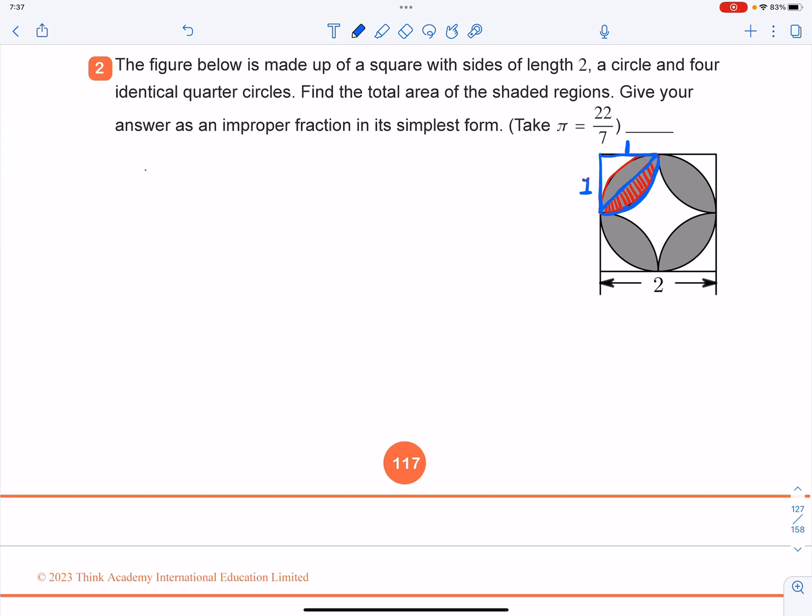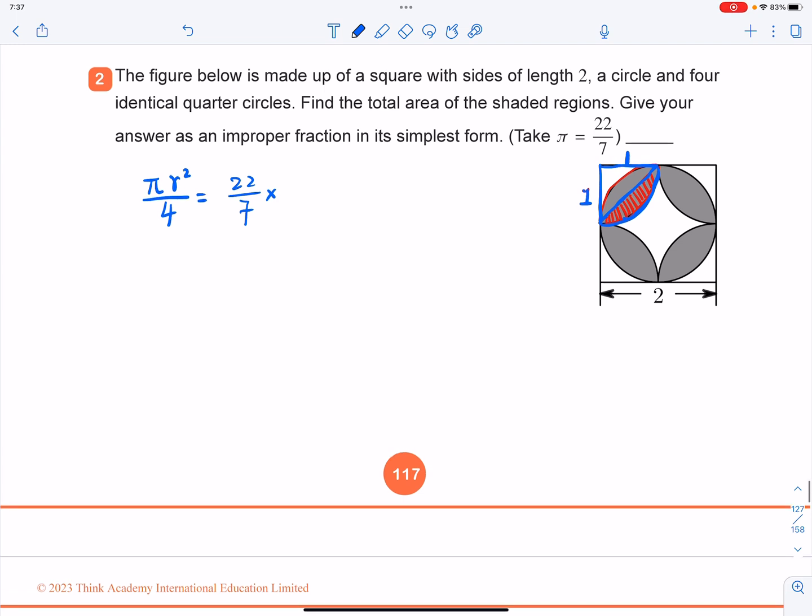That equals pi r squared, and then divided by 4. Okay, so let's see what we have. You're going to have this pi. We're going to take 22 over 7, and then times r squared. R equals 1, so you times by 1. And then don't forget you have to divide it by 4 because that's a quarter of that, which equals, say, 11 over 14. Okay, so that's the area of this quarter circle.